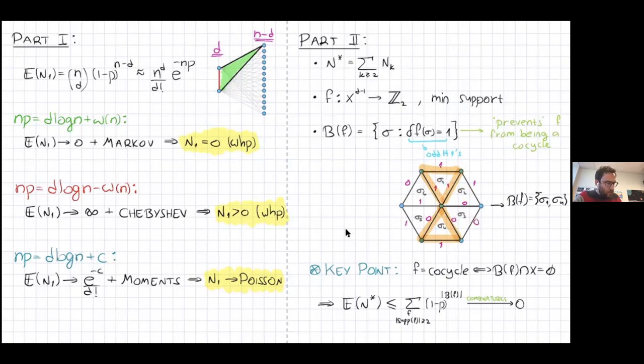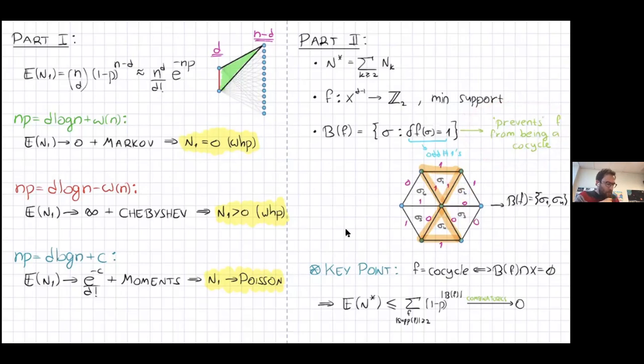Okay, so that's what I wrote here. The set that we have in B of f, the set of all simplexes where the co-boundary is 1, is what will prevent f from being a co-cycle in my random complex. Okay, and this is the main point. Please ask me if it's not clear enough.